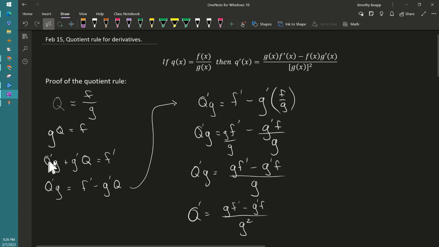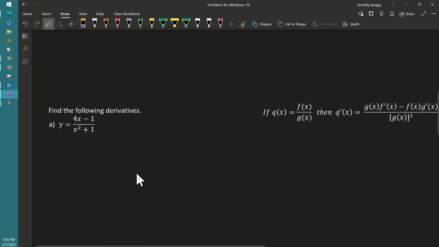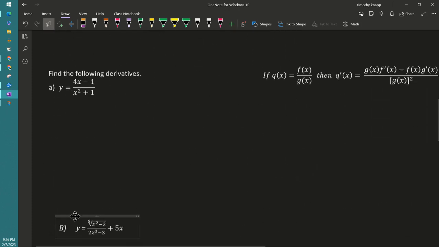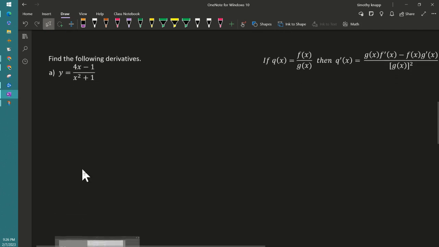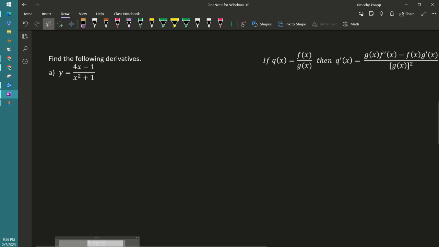So if you recall, we proved that a couple of days ago. And so there it is. Pretty exciting. So now let's go ahead and use this rule a few times. All right. We got a couple of practice questions that we can do.